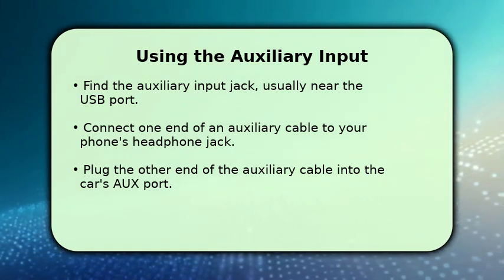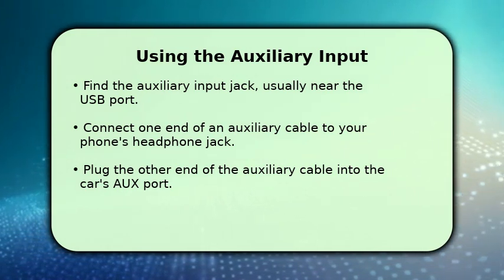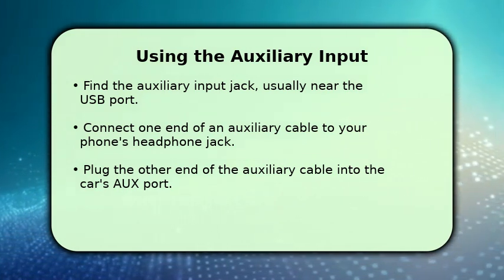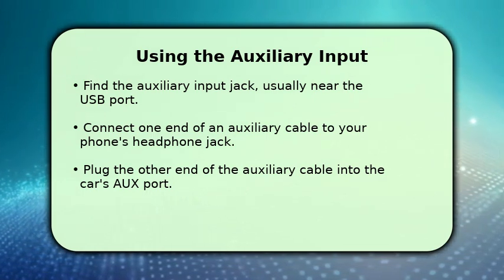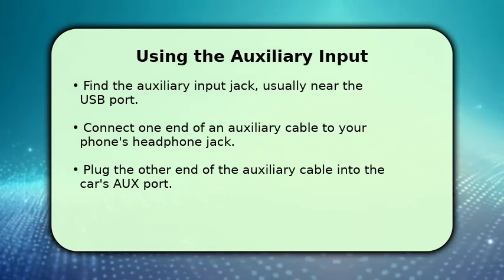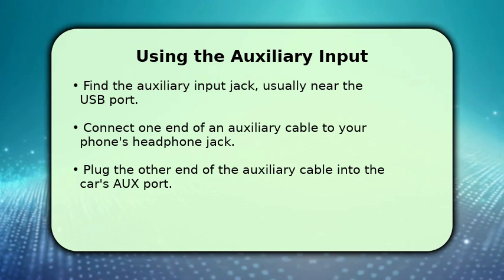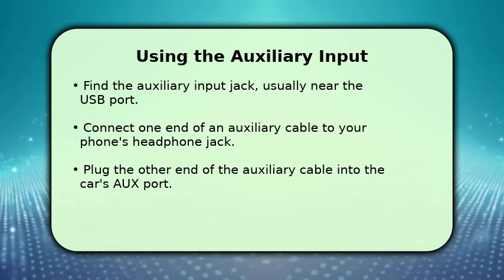Find the auxiliary jack, typically located near the USB port. Connect one end of a standard auxiliary cable to your phone's headphone jack. Then, plug the other end of the cable into the car's auxiliary port. On your car's display, simply select AUX as the audio source. This provides a direct, wired connection for playing audio from any device with a headphone jack.